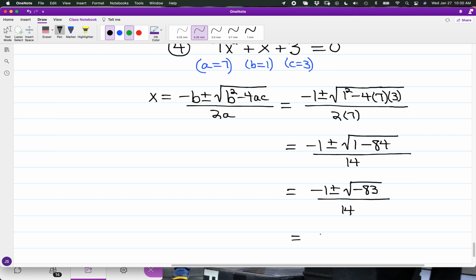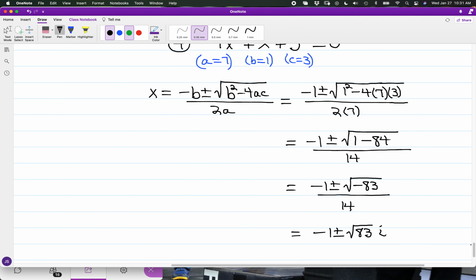And what's going to happen here? So I'm going to have -1 plus or minus, again, the square root of 83 times i. And 83 is a prime number, and 1 is the only perfect square that is divisible into 83. And so just taking what we have, and I'm just going to leave this in compact form, for the solutions we're going to have -1 plus and -1 minus the square root of 83i, all over 14.